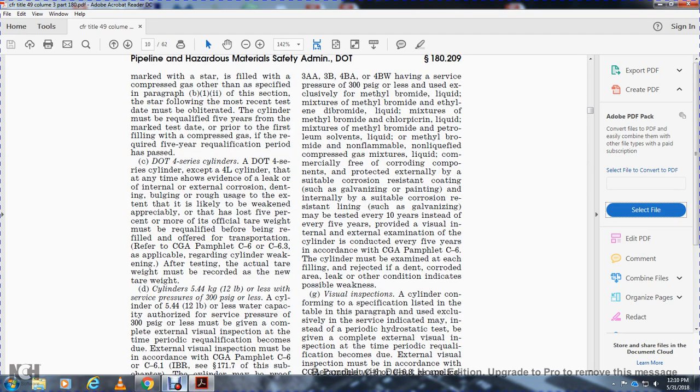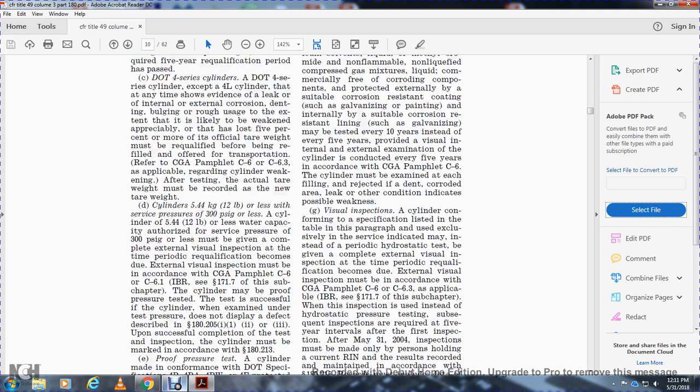DOT 4 series cylinders, except 4L cylinders, that at any time show evidence of leakage, internal or external corrosion, denting, bulging, or rough usage to the extent that they are likely to be weak, or an appreciable loss of 5% or more of the official tare weight, must be requalified by being filled with the cooperative with the transportation as applicable regarding cylinder weakness. After the testing, the actual tare weight must be recorded as the new tare weight.